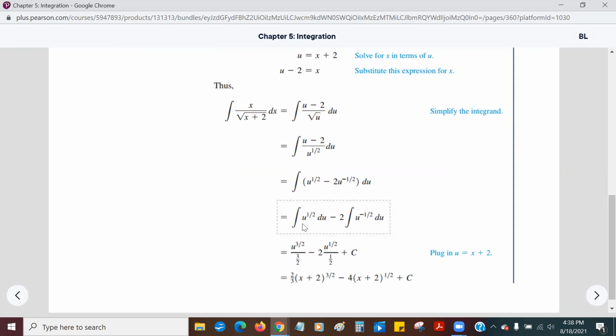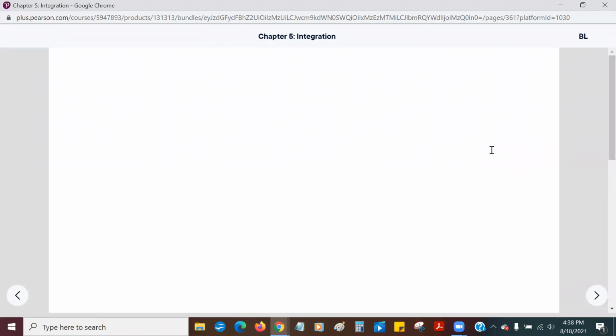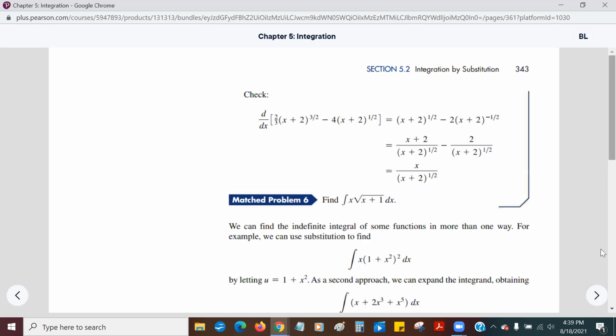So now I integrate each guy separately. Back substitute, and this down here is my final answer. And it all works beautifully. And again, I'm waiting for patience. Here we go.